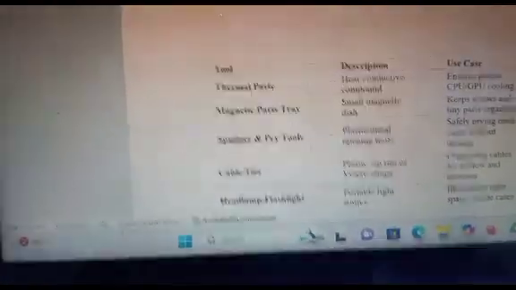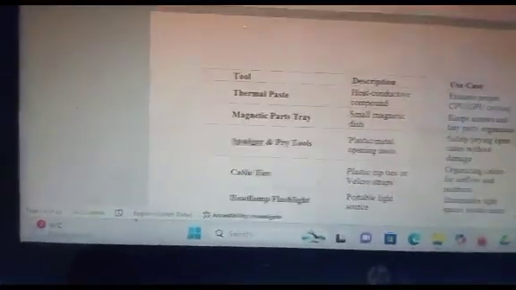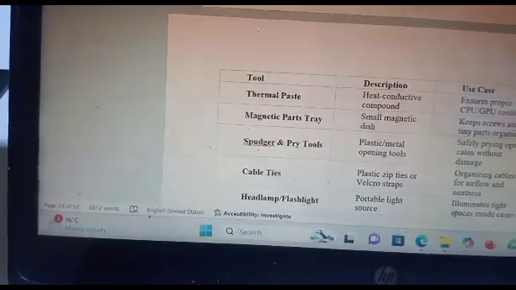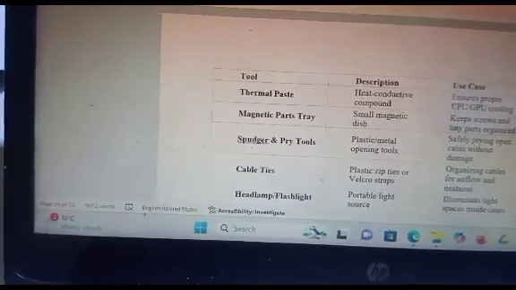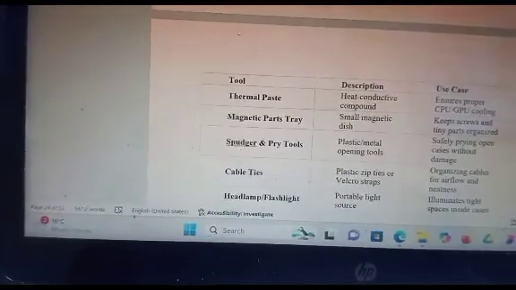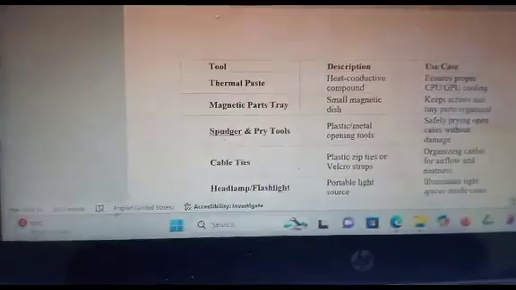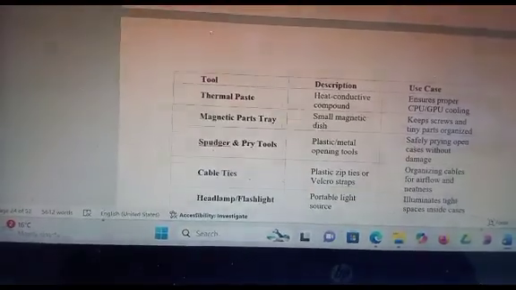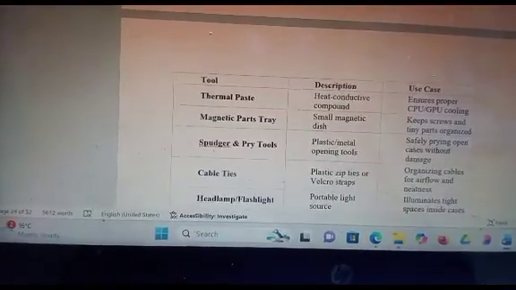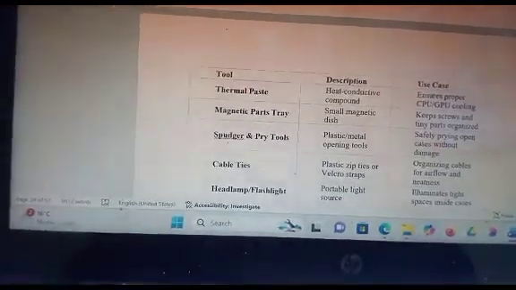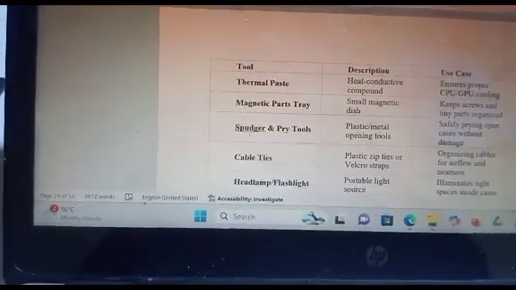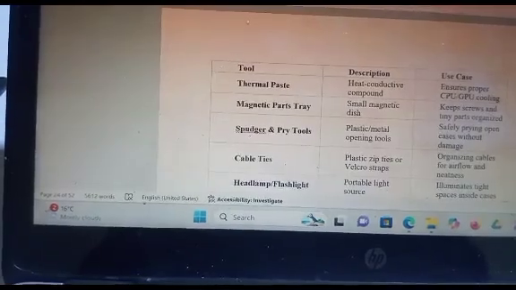Then we have thermal paste, which is a heat conductor compound that helps in the cooling system. We have the magnetic parts tray, a small magnetic dish where you keep screws and tiny parts organized. We have spudger and pry tools, plastic or metal opening tools, for opening cases without damage. And then we have cable ties, plastic zip ties or Velcro straps. So that one is for organizing cables for airflow and neatness.